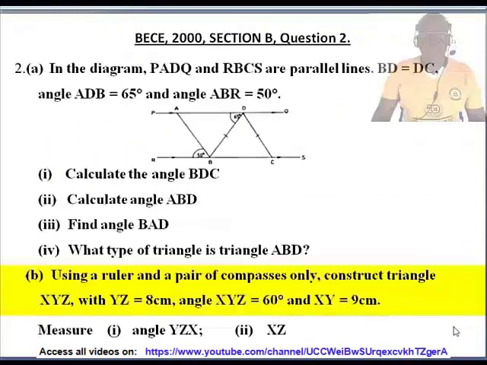2B. Using a ruler and a pair of compasses only, construct triangle XYZ, with YZ equals 8 centimeters, angle XYZ equals 60 degrees, and XY equals 9 centimeters. I will pause for the solution to the above.